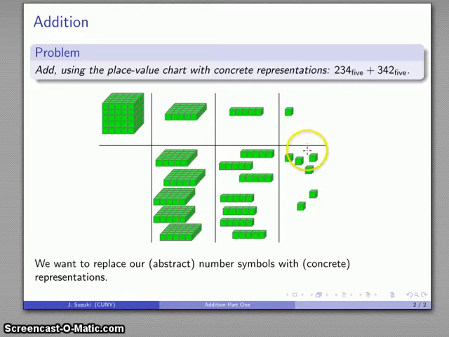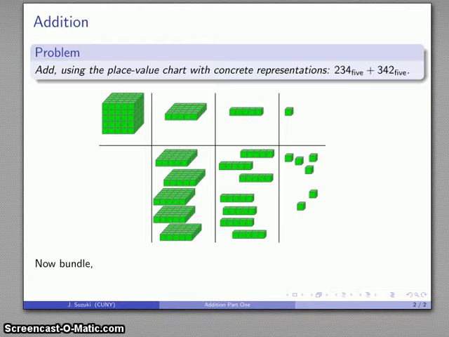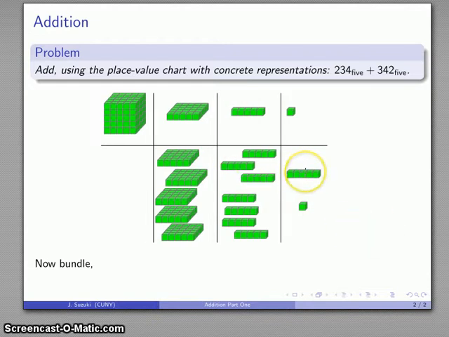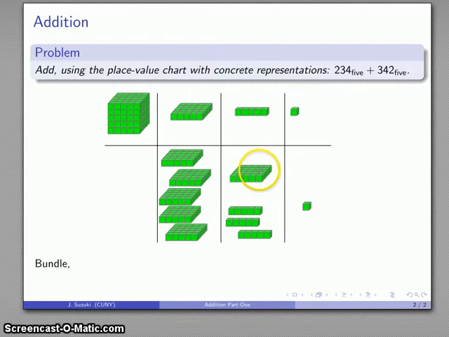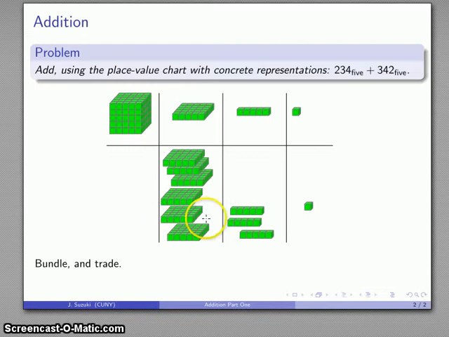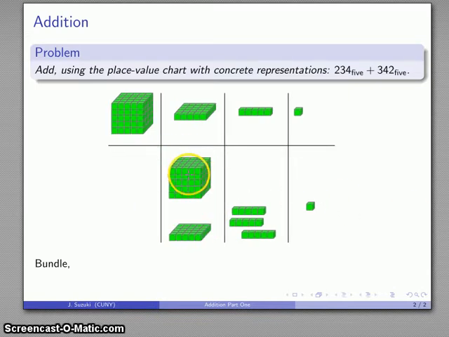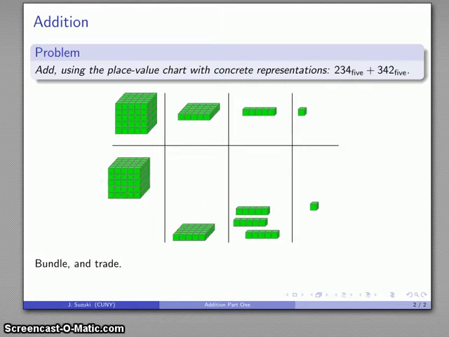I'll take a look at this, and look, I have a bundle of 5 here that I can put together. And, well, that doesn't belong here anymore. It really belongs over here, so I'll slide it over. And again, I have a bundle of 5 here. And again, this doesn't really belong here. It belongs to the next place over. And again, I have a bundle of 5 here. And again, this doesn't really belong here. It belongs in the next place over. And I have no more bundles I can make, so now I'm ready to write my final answer.